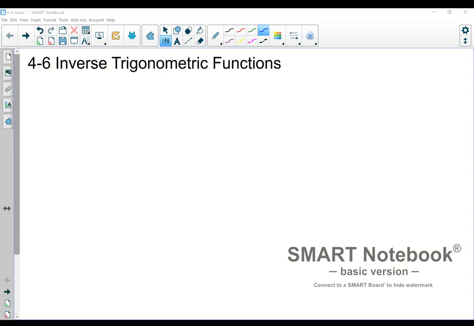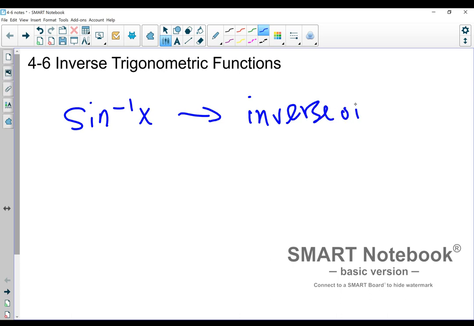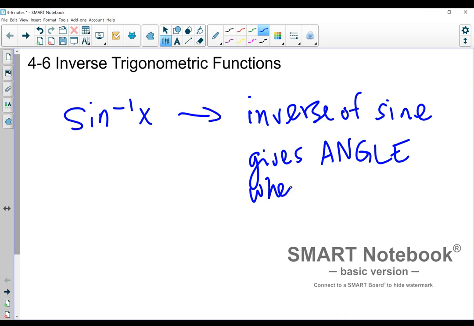Inverse trigonometric functions, 4-6. So just to quickly think about sine inverse again, or cosine inverse, or any of our inverse trig functions. Remember, when we have an inverse function, we say this is the inverse of sine. So if a sine of an angle gives us the trig ratio of the sides of the triangle, then this one is the other way around. We start with the ratio of the sides of the triangle, and then it gives us the angle. So it gives an angle when you have a ratio of sides.